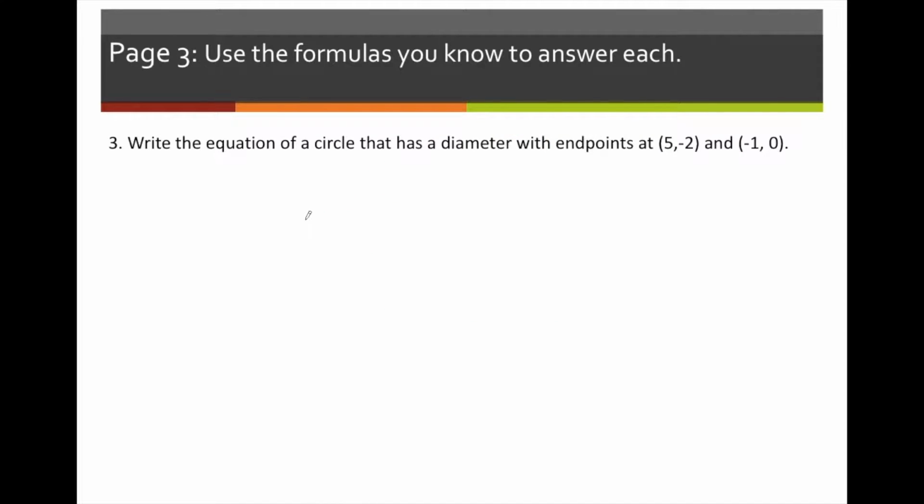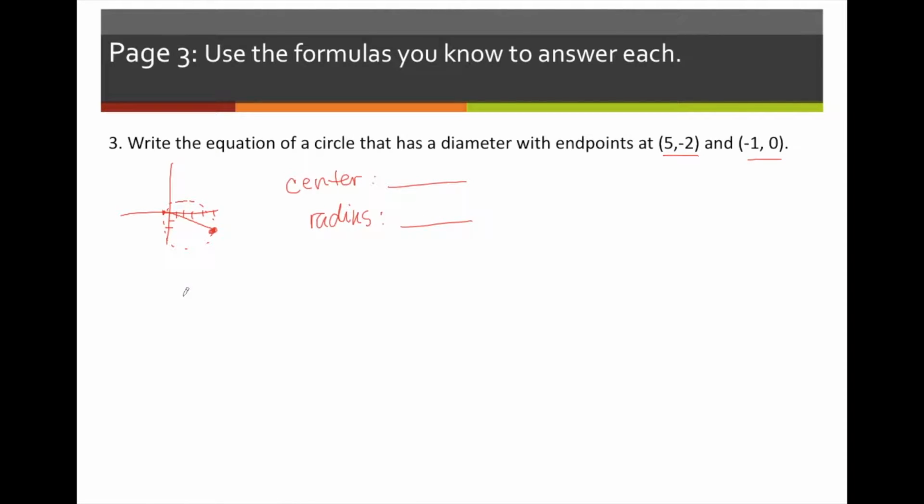Write the equation of a circle that has a diameter with endpoints 5, -2, and -1, 0. So to give you just a little picture, we've got 5, -2, so that's one endpoint, and -1, 0. So I know I have a diameter going across here with my circle. So I don't have a center and I don't have a radius. And those are the two pieces of information that I need in order to write my equation of my circle.